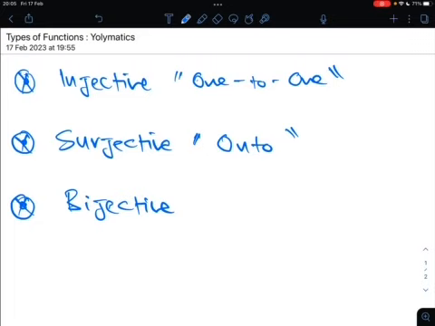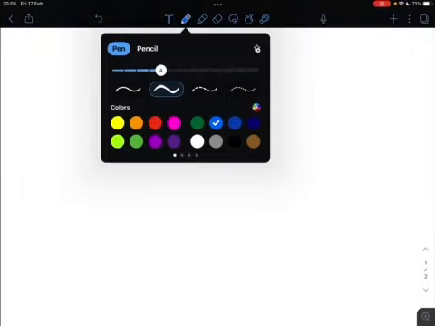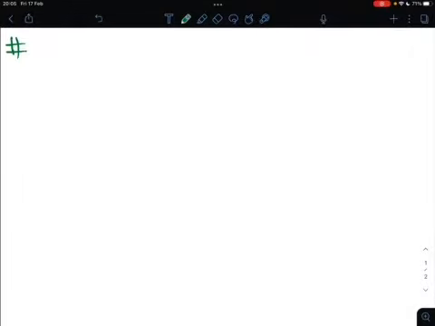So today we want to understand the meaning of all these things. What does it mean to say a function is injective? What does it mean to say a function is surjective? And then finally, what does it mean to say a function is bijective? So the first thing that we're going to look at now is injectivity. So let's understand, what does injectivity mean?